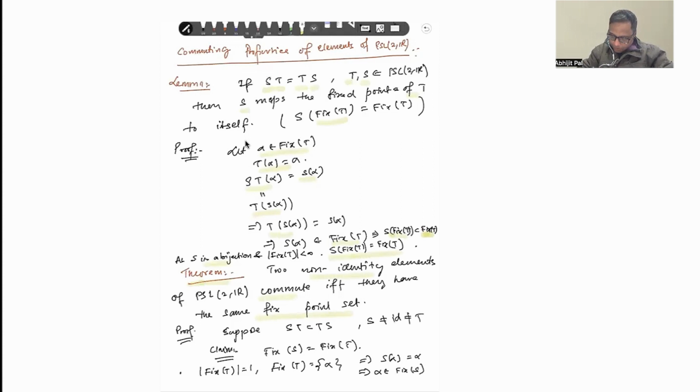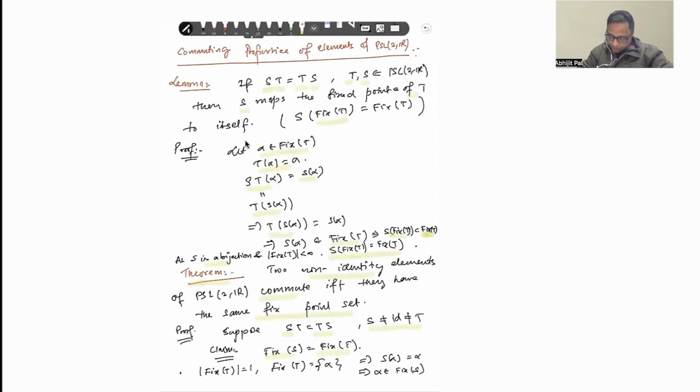So now let us prove this. Suppose we take S and T, two elements of PSL2R, and they commute with each other, so ST is equal to TS. And we also assume that they are not identity elements. So the claim is the following: the fixed point set of S is the same as the fixed point set of T. Now the fixed point set of T can have at most 2 points.